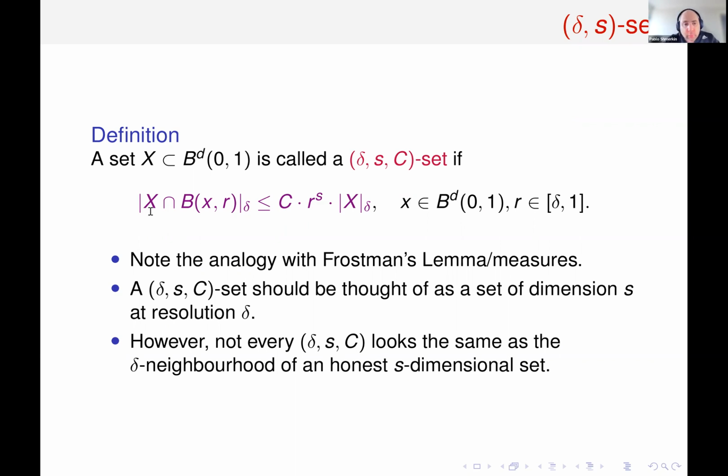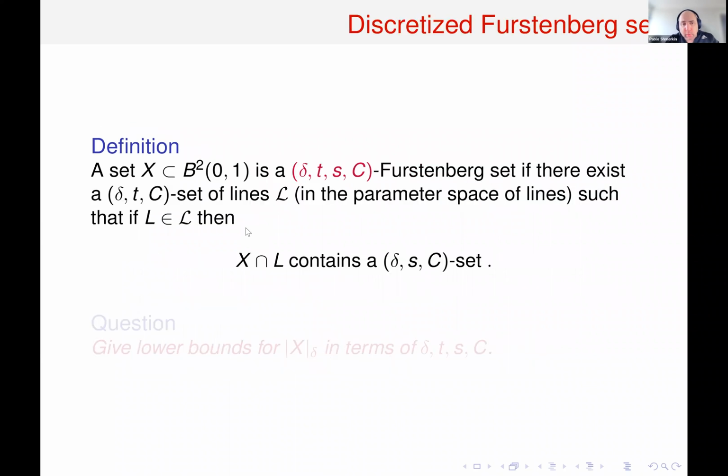But the opposite is not true. Not every delta-s-C set arises as a discretization of a real fractal, which causes problems, or almost counterexamples, in some cases. But nevertheless, this is the definition that we work with. Okay, and now we discretize the notion of Furstenberg set. In Furstenberg sets, we have a set that intersects many lines in a large set.